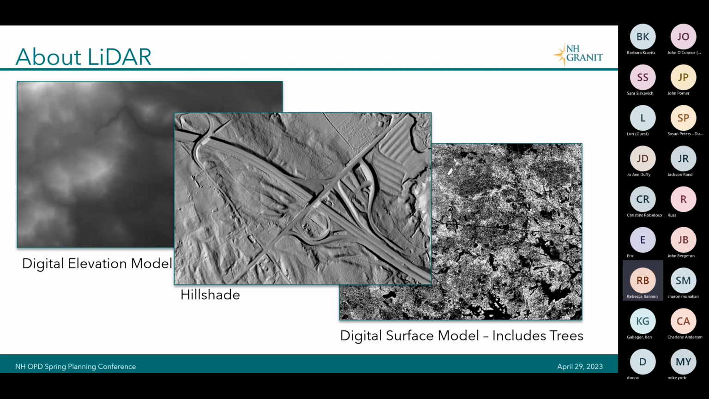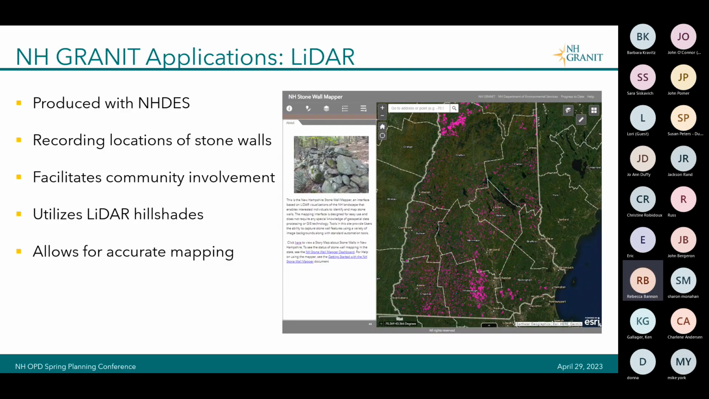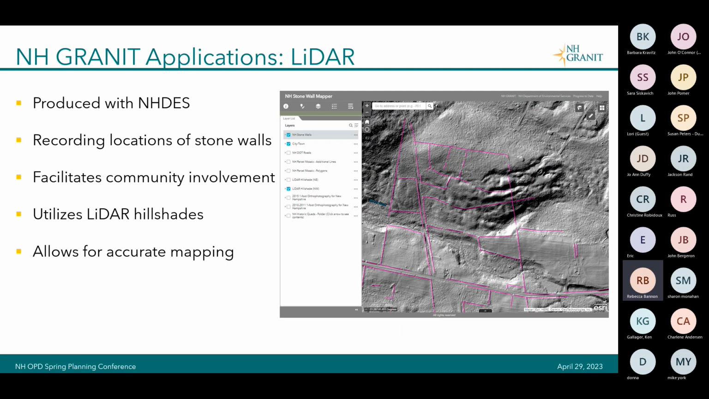and casting shadows. A great example of an application of the hillshade data is the New Hampshire Stonewall Mapper. Perhaps some of you have looked at this one. This mapper was produced with DES, and it allows the community to participate in mapping stone walls throughout the state. It's a great example of using hillshades. Here, with the hillshade turned on, you can see some lines. Hopefully those show up for you. The stone walls really pop in the hillshades, and then someone can just go in and trace them and add them to the mapper.